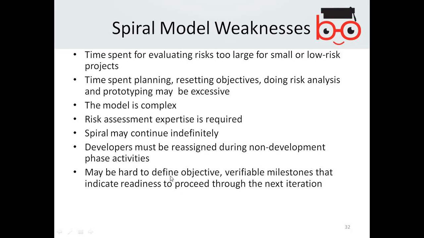May be hard to define objective, verifiable milestones that indicate the readiness to be produced throughout the next iteration. So obviously, at every point, whenever you are verifying and doing the risk analysis, objectives and deliverables might not be readily available. So these are the weaknesses in the spiral model.